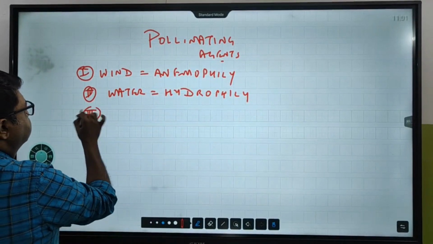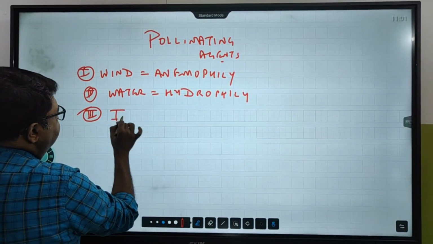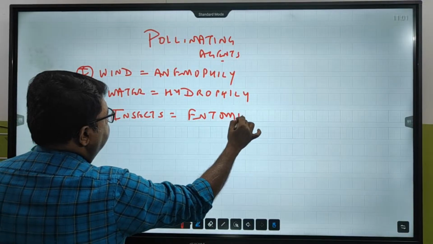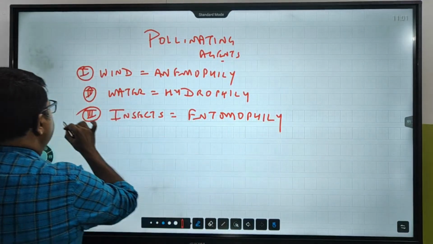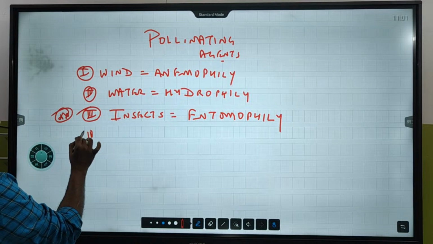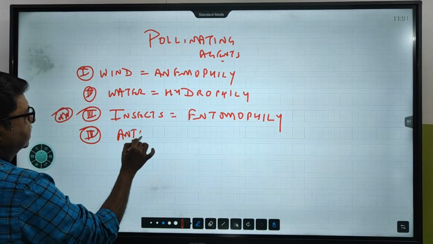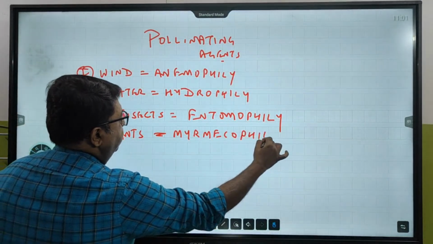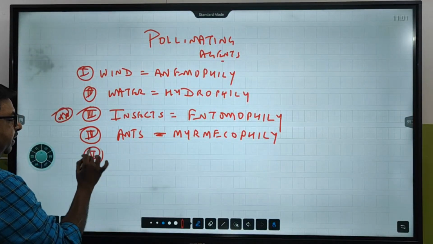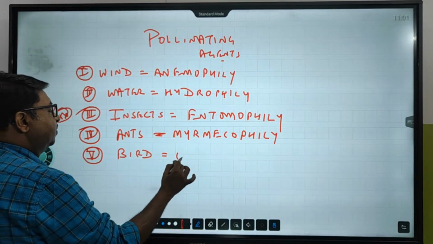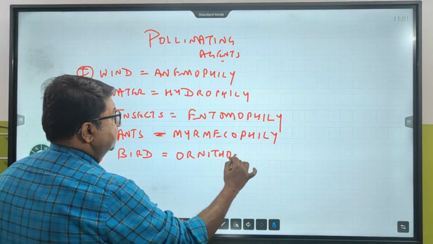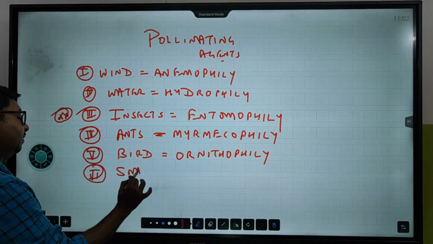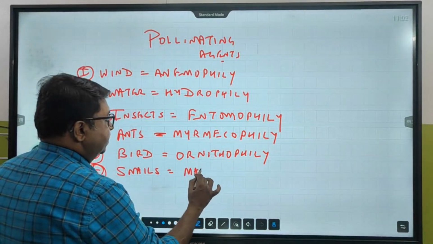Third, if it is insect, we call it entomophily. It's a highly important term for NEET. If it is ants, it is called myrmecophily. If it is bird, we call it ornithophily. If it is snail, we call it malacophily.